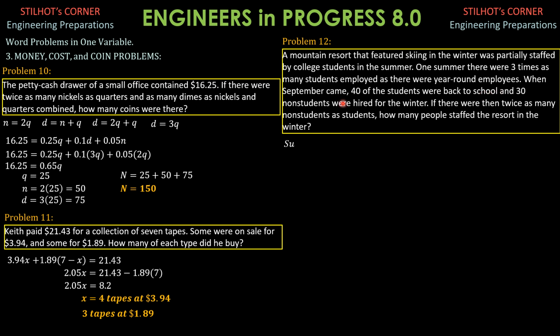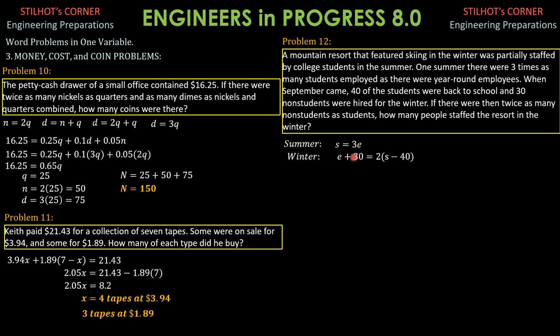So S is equal to 3 times E during the summer. S equals 3E. Then during the winter, 40 students were back to school, so S minus 40, and 30 non-students were hired for the winter. Then in that case, there were twice as many non-students as students. So meaning to say, E plus 30 is equal to 2 times quantity S minus 40.